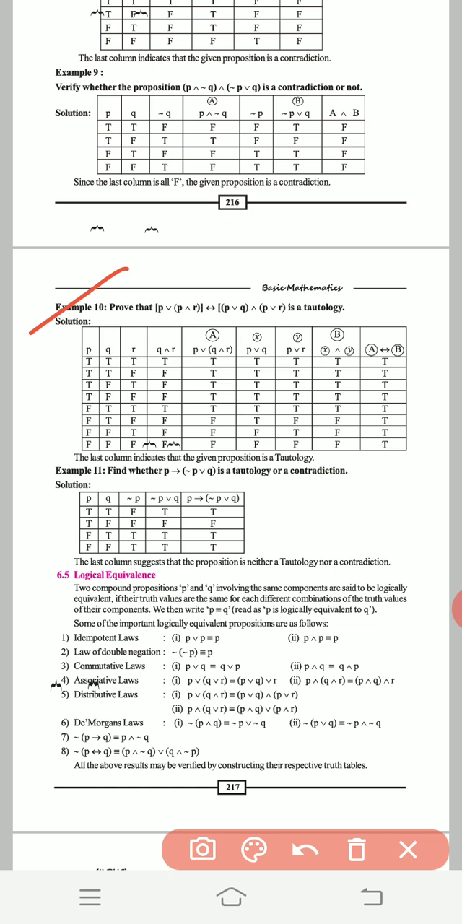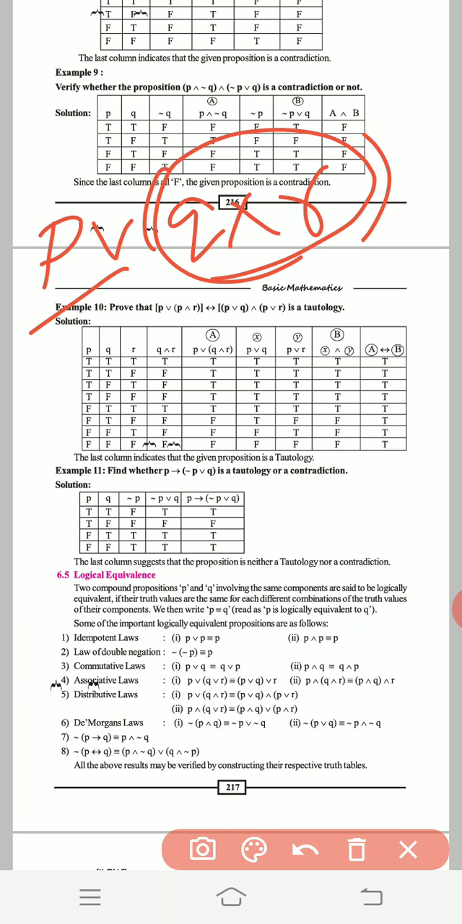See, first P and R. Sorry, in the question it is wrong. That is P and Q and R. We have to find out P, R, Q and R. Okay, first find out Q and R. This is Q and R.